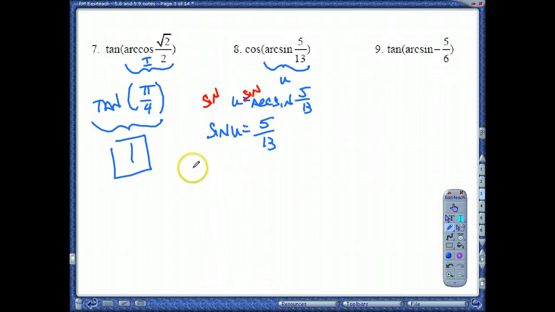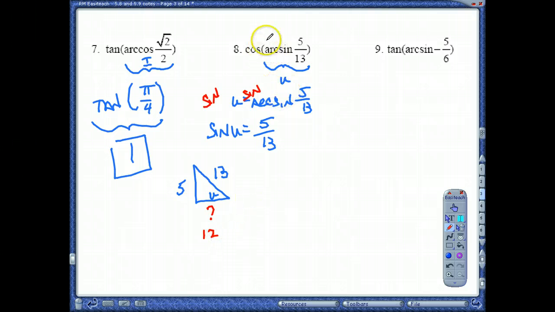Now that I have my trig function, I can draw my triangle. I'm going to put u right here. Sine is opposite over hypotenuse. I just need to find that missing side. Well, that's a Pythagorean triple. So I know that missing side has to be 12.